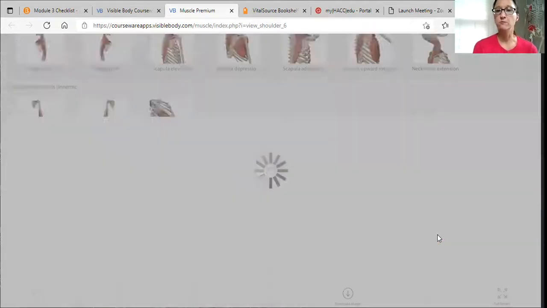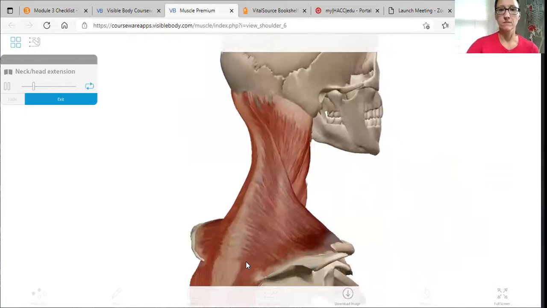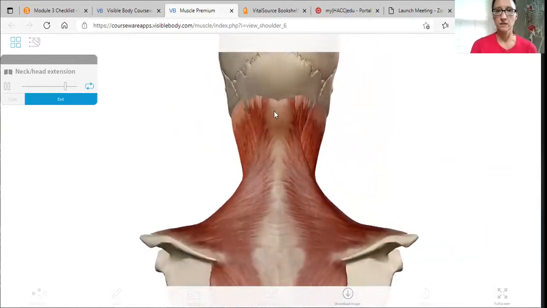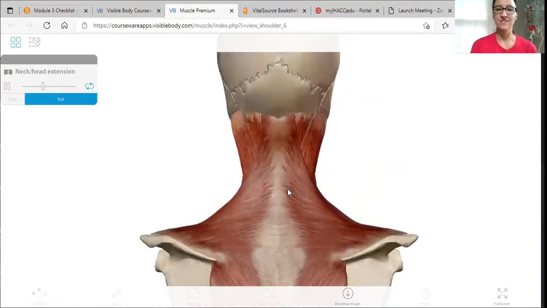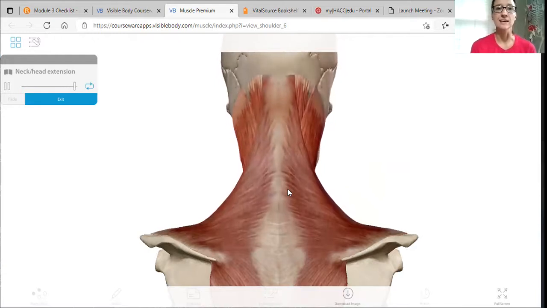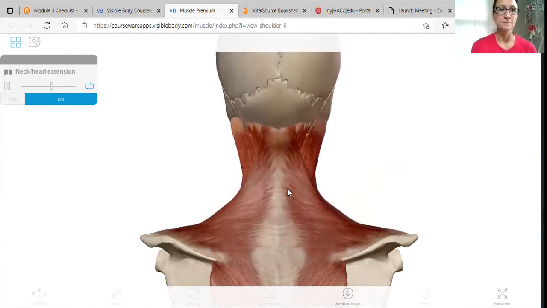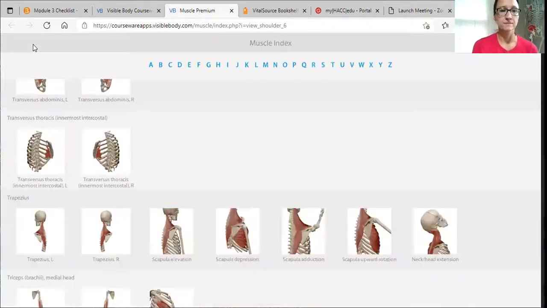Let's do a little bit of bilateral action because we've only been talking about the unilateral actions here. There it is. See, upper traps right here. See them contract at the same time. Both sides contract at the same time and you get head and neck extension. Okay. All right. Awesome. Love it.